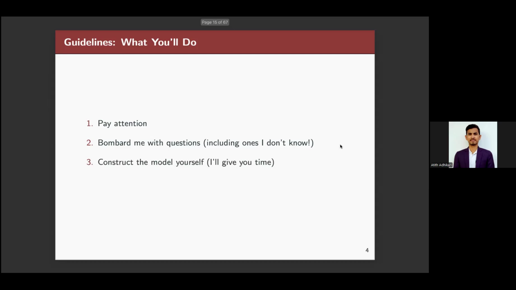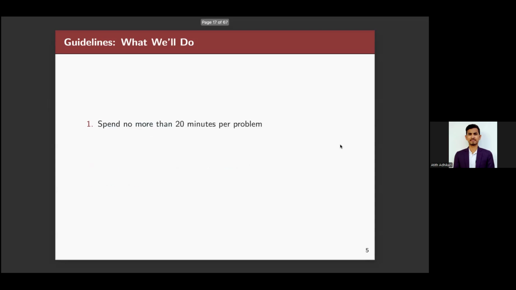Also, construct the model yourself. I didn't give the problems to you beforehand because I'll be giving a little bit of time in class, so you have a fresh memory of the problem right after you tried it yourself. Also, we are going to find other approaches and try to generalize the models afterwards. Some of them might be for homework or for personal exploration.